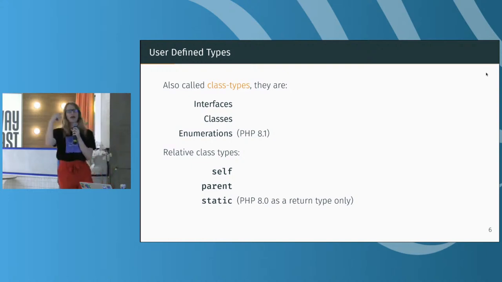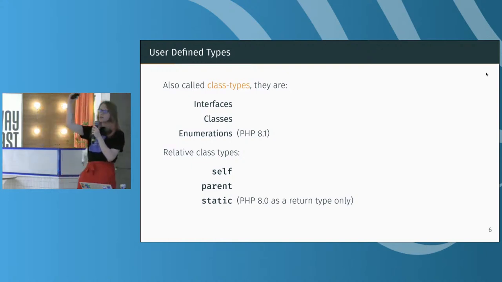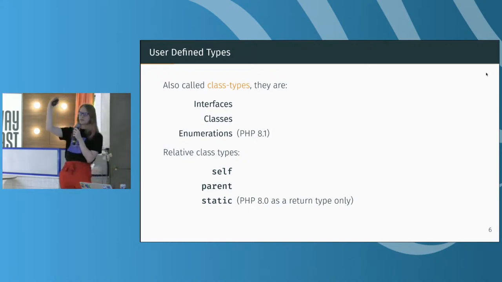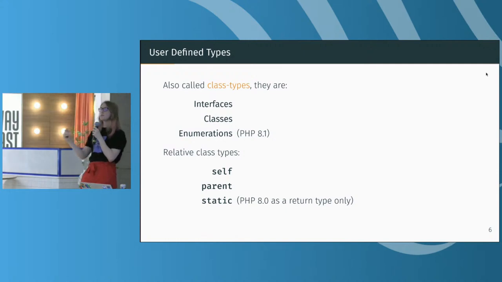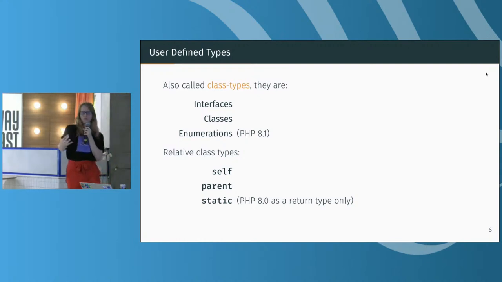So for example, if you have A being the parent class and B being the child class, and A defines a method which has a return type of static, and you call this method on class B, you must return an object of class B. Because that would be like, okay, I'm calling this on an object of B, so I want something of B back.